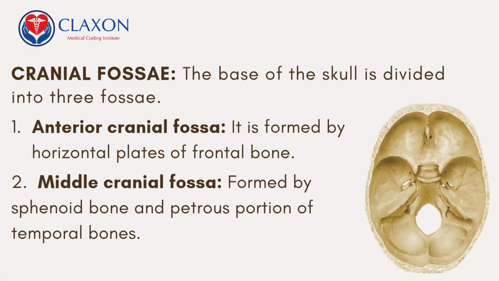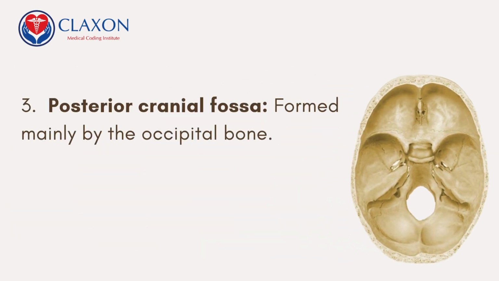Cranial fossae. The base of the skull is divided into 3 fossae. Anterior cranial fossa. It is formed by horizontal plates of frontal bone. Middle cranial fossa. Formed by sphenoid bone and petrous portion of temporal bones. Posterior cranial fossa. Formed mainly by the occipital bone.